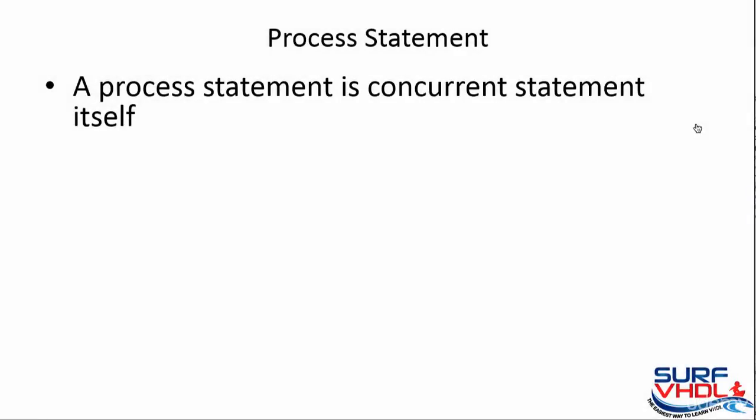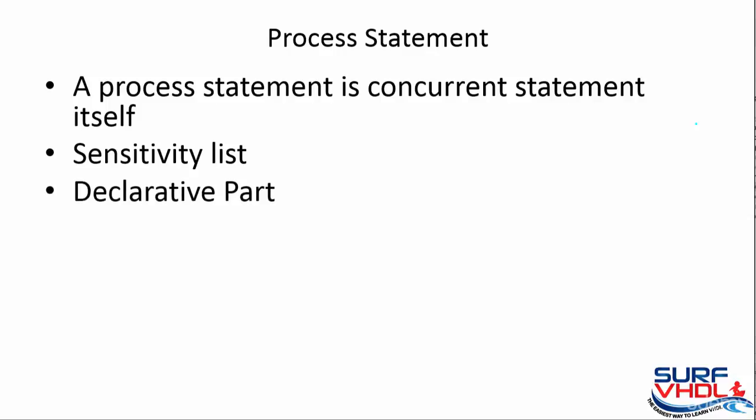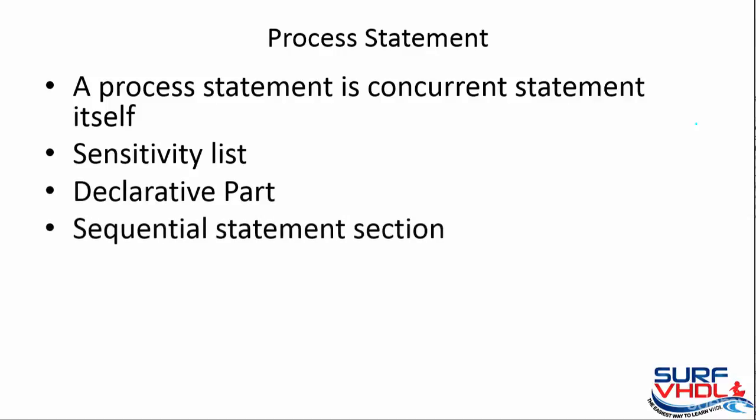In this lesson, we will briefly introduce the process statement, which we will see in detail in the next lesson. A process statement is a concurrent statement itself. It has a sensitivity list, a declarative part, and a sequential statement. The process statement is very similar to classical programming languages. The code inside the process statement is executed sequentially.